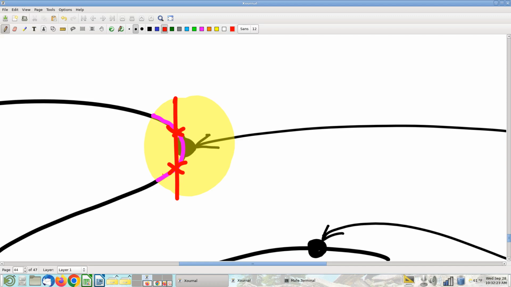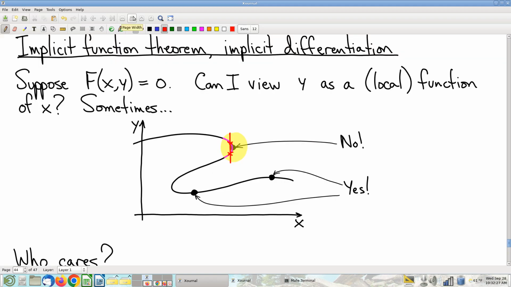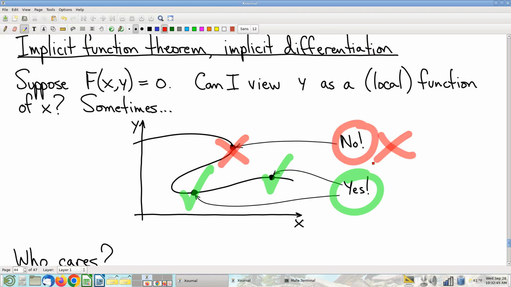Everybody with me? Okay. So what we're going to be interested in is figuring out how to distinguish cases like this, where no problem, yeah, sure, you can view y locally as a function of x, from cases like this, where it's just not going to work. You cannot, in any sense, locally view y as a function of x. How do we tell the difference? So, does everybody see the question?